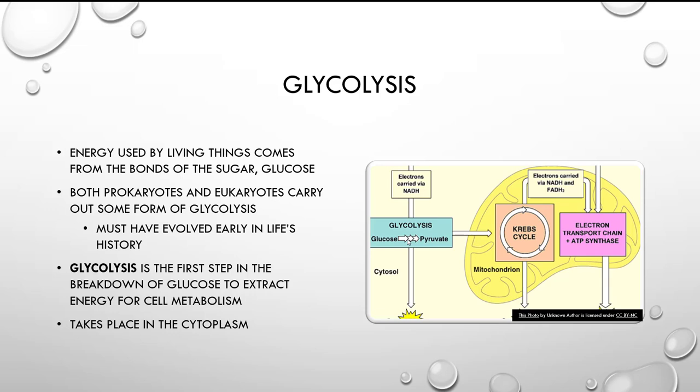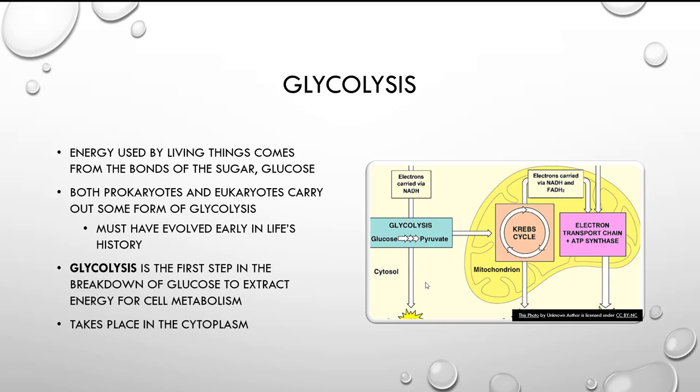Now, this process of glycolysis, both prokaryotes and eukaryotes perform glycolysis or some form of glycolysis. Therefore, we do think that glycolysis was something that evolved very, very early in life's history, since it occurs in bacteria and it occurs in archaeans. And so this is something that we think evolved very early in life and is the way that early life forms harnessed energy. So it's a way that we break down glucose and we extract energy for our chemical reactions that occur.